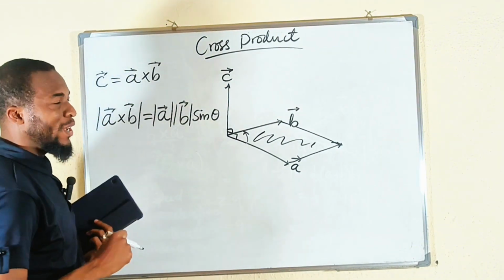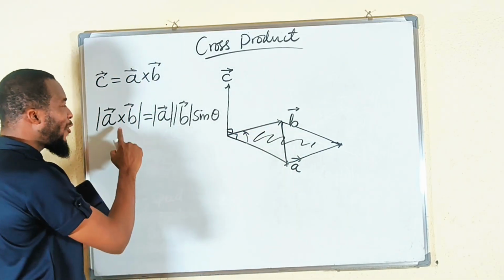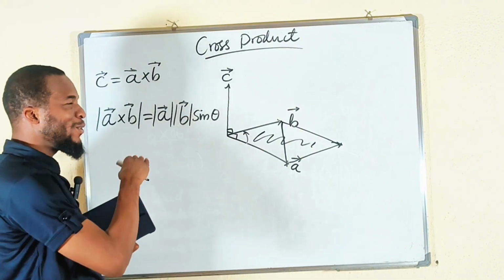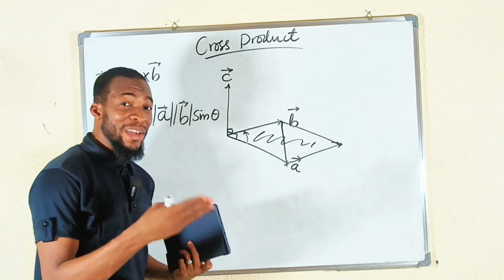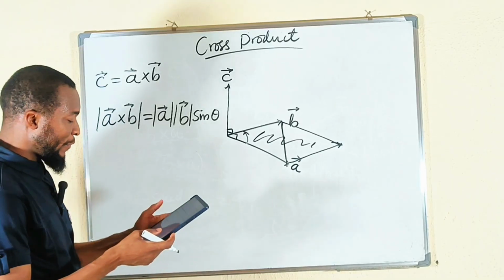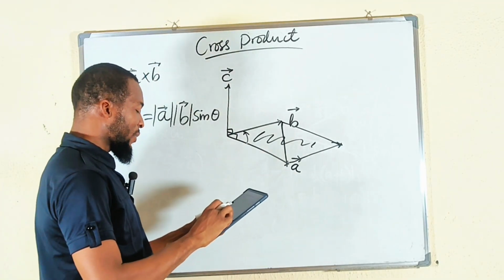And if you are looking for the area of a triangle, which is just half, then you take half of what? The magnitude of the cross product. So you can see that we can use this formula to determine the area of a triangle as well as the area of a parallelogram. Very important. What else?